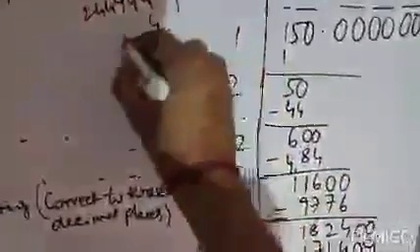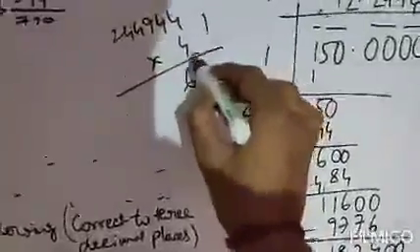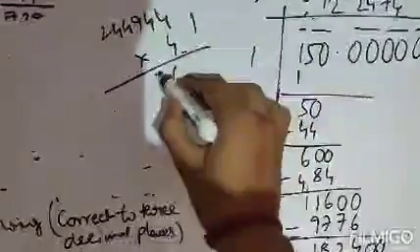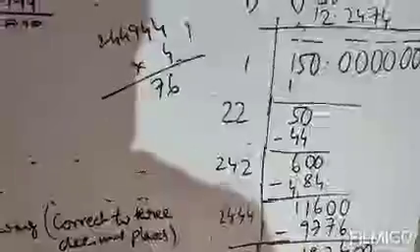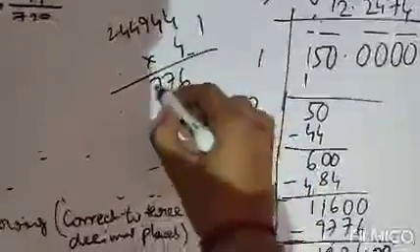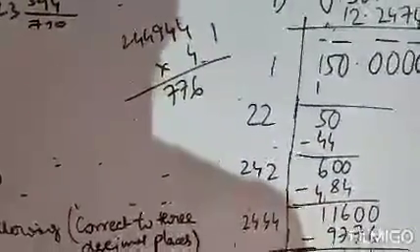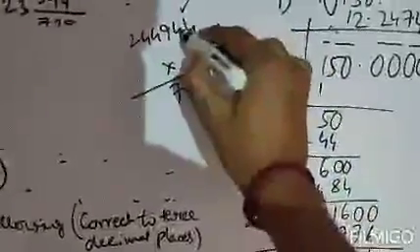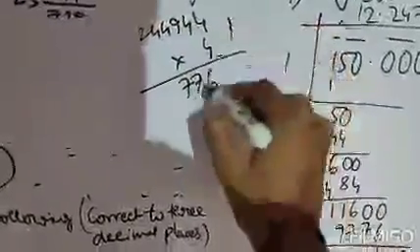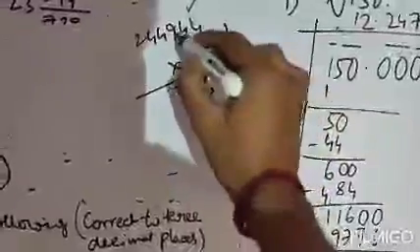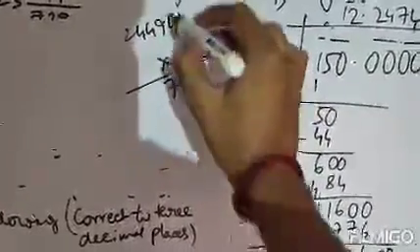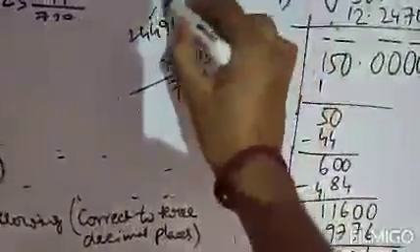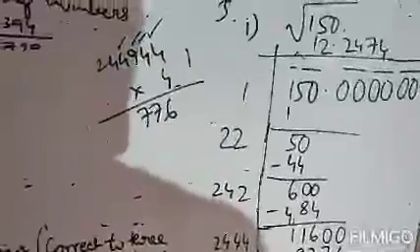244944 multiplied by 4. 4 4s are 16, carry 1. 4 4s are 16, 1s are 17, carry 1. 4 9s are 36, 1s are 37, carry 3. 4 4s are 16, carry 1. 4 4s are 16, 1 17, carry 1. 4 9s are 36, 1s are 37, carry 3. 4 4s are 16 and 1s are 17. Clear?